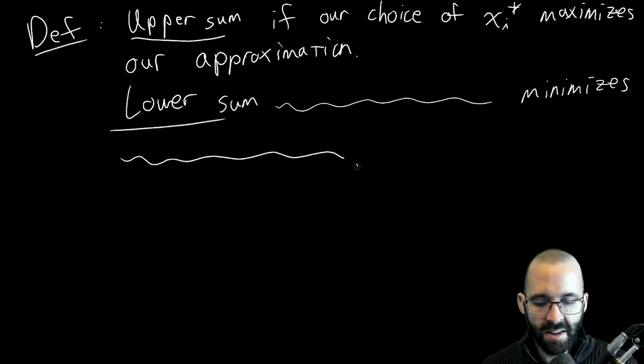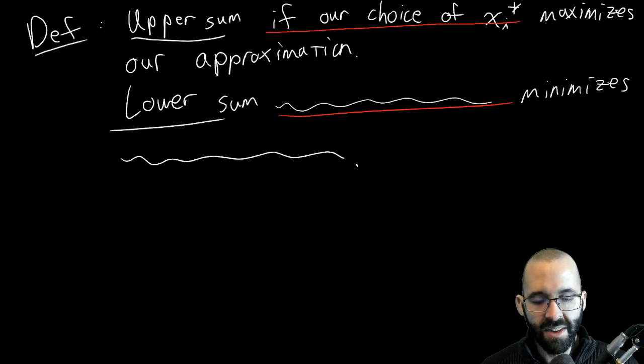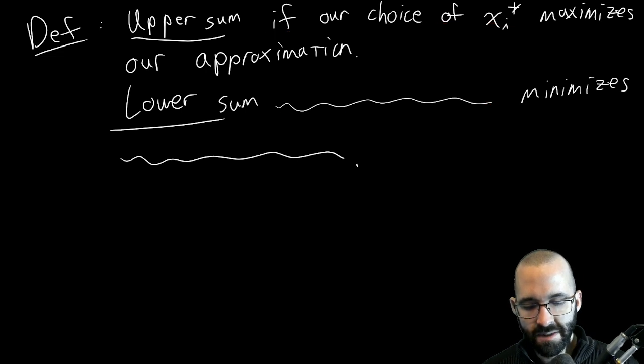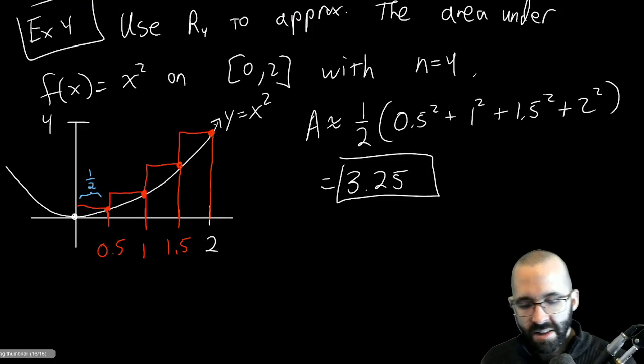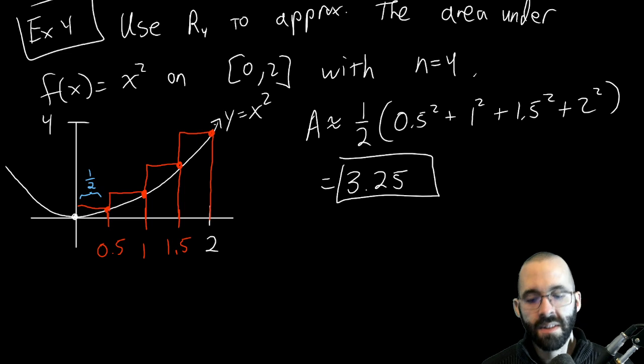This is just my shorthand. The squiggles mean that this thing is the same as that thing. I just don't want to write it twice. So we've actually done some upper and lower sums. Over here in example 4, that was an upper sum. Our choice of x sub i star was the furthest to the right in this case.